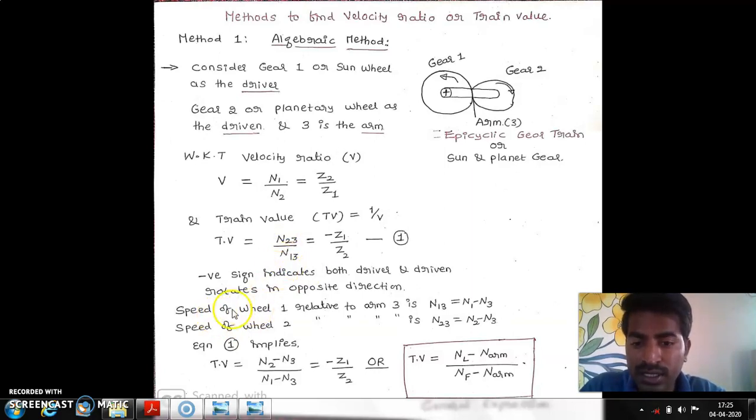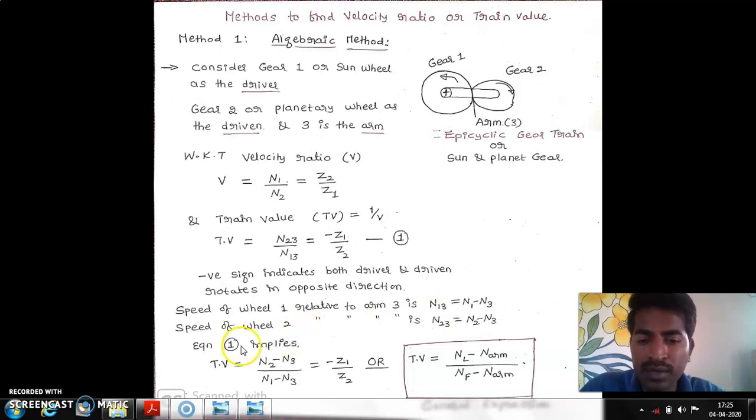What is n23 and n13? The speed of wheel 1 relative to the arm 3 is n13, that is n1 minus n3. Here relative speed is nothing but the difference between the gear 1 speed and the arm speed. As we know that the gear is having a motion faster than the arm, that's why it is n1 minus n3. Similarly, the speed of wheel 2 relative to arm 3 is n23, that is n2 minus n3.